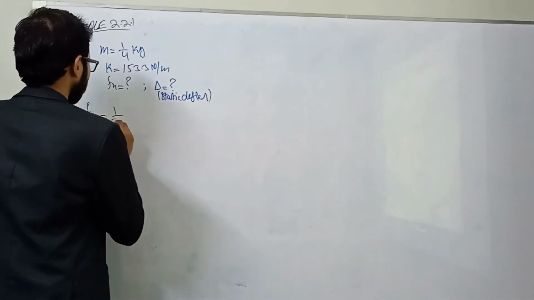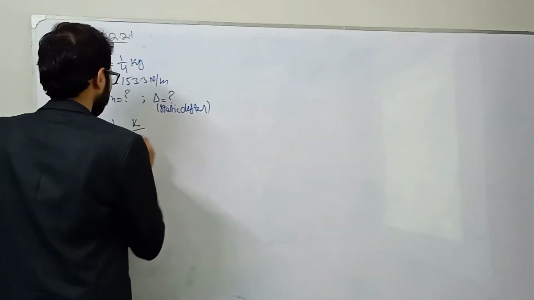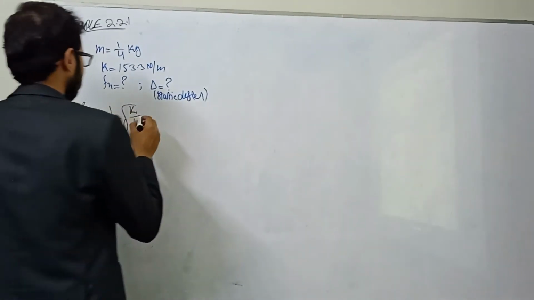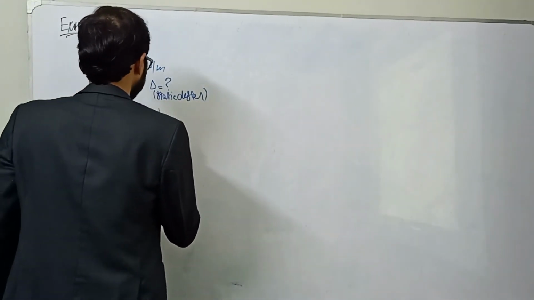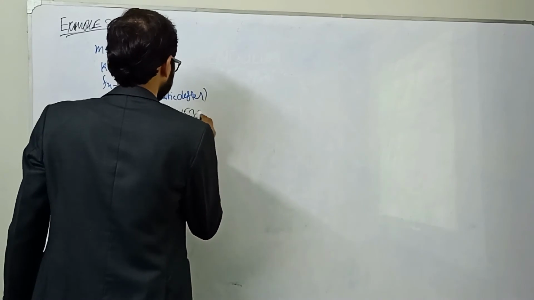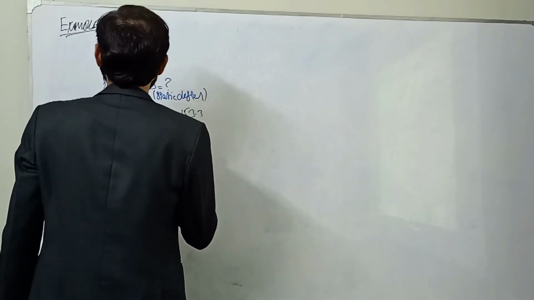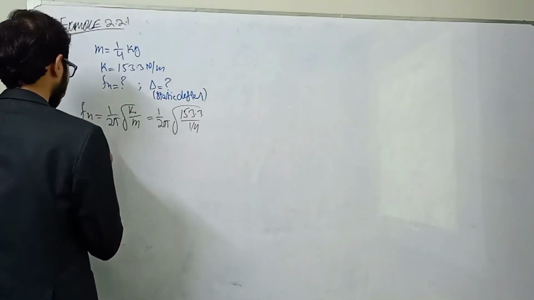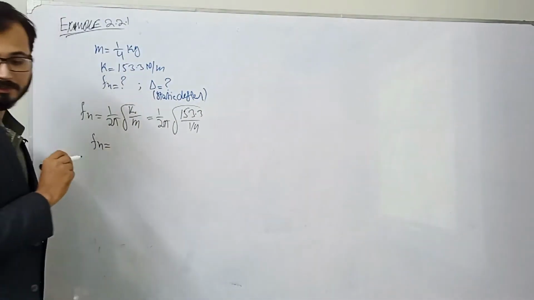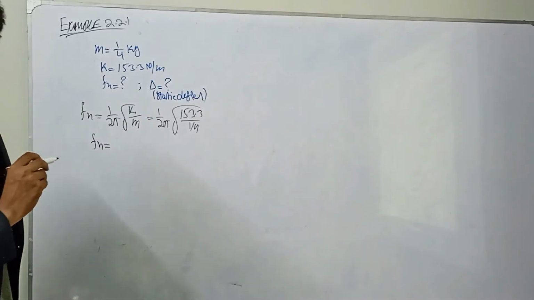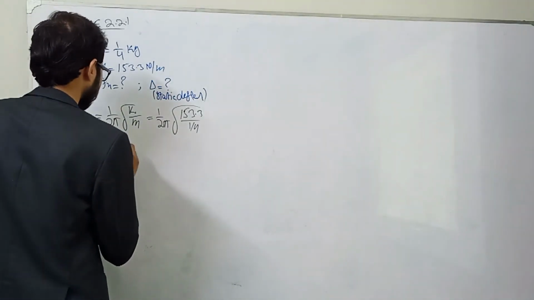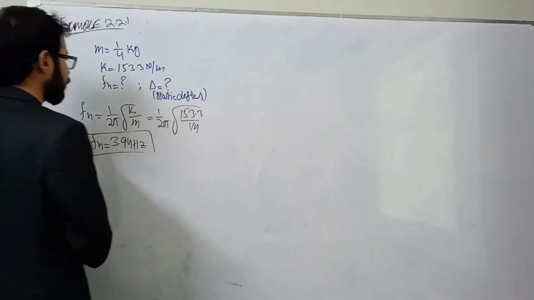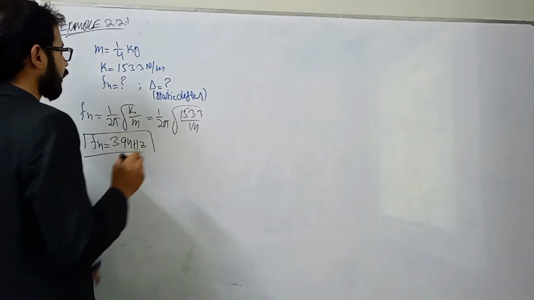Simplest formula: Fn is equal to 1/2 pi into square root of K divided by M. We have been provided with the values of K and M. So 1/2 pi, the value of K is 153.3 and the value of M is 1/4. So we can find natural frequency as Fn is almost 3.94 hertz. This will be the value of natural frequency.